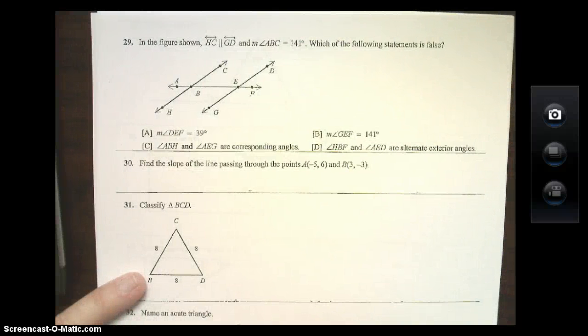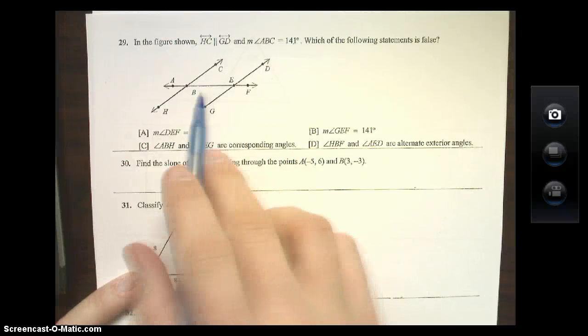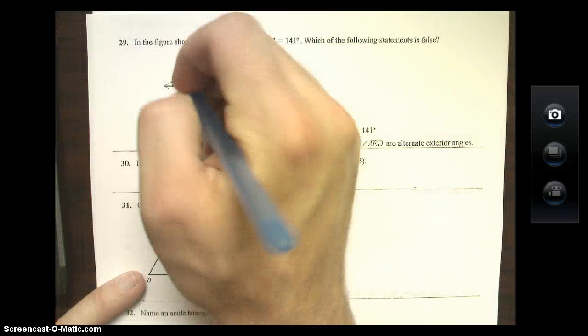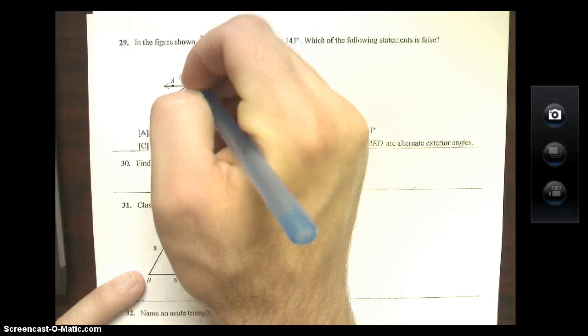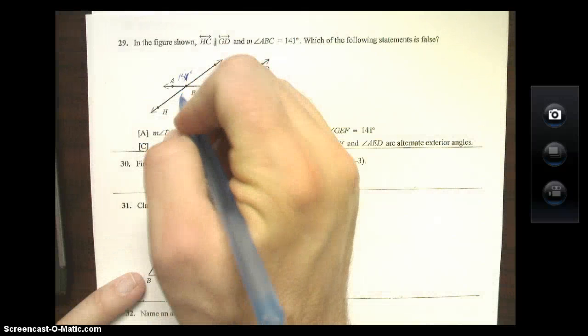See if we can get a couple more pages done. Number 29. In the figure shown, line HC is parallel to line TD, and the measure of angle ABC is equal to 141. Which of the following statements is false? Again, use your picture to your advantage. So ABC is 141. I'm going to go ahead and label that. Now, I personally like to label everything right away, so I have it there for reference. 141, 141.